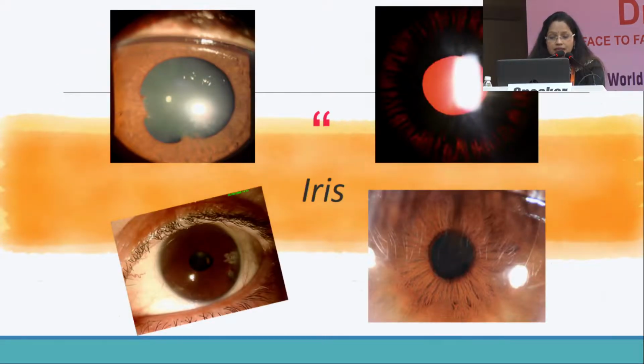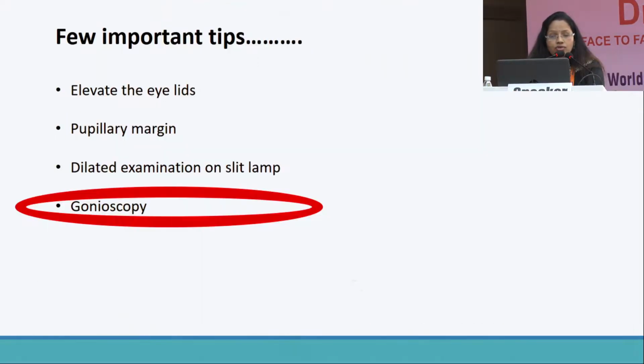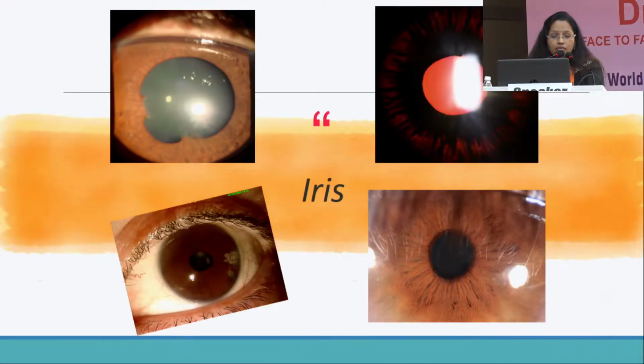Gonioscopy we will be discussing in detail, and then of course you have to do a dilated pupillary examination and look for certain posterior synechiae. Don't forget to do retroillumination, as you can see here, and then you can see these thinned out iris areas in cases of pigmentary glaucoma. Sometimes these iris atrophic patches are very important, and you can see it is pulling the pupil towards it, signifying a previous attack of subacute angle closure glaucoma, or maybe a viral keratouveitic glaucoma.